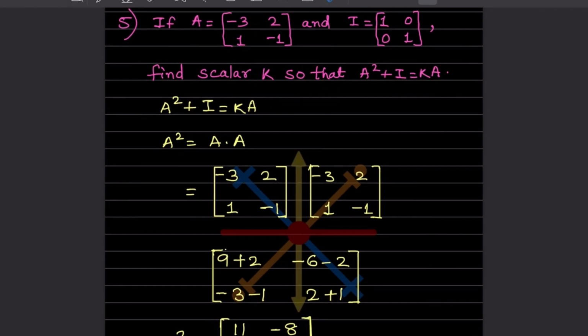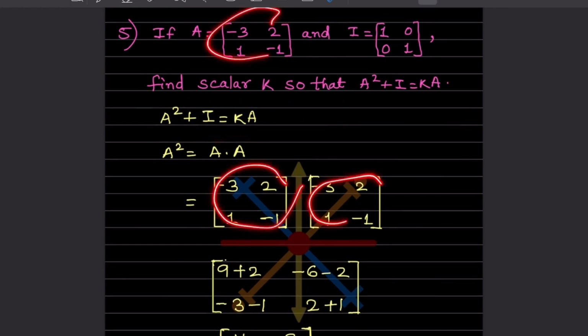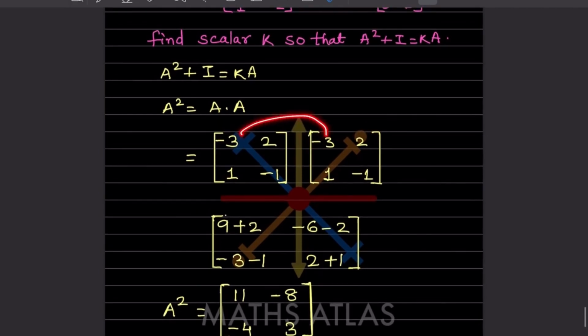First, we have the matrix A. So let us look for A square. A square means A into A, so we write the same thing two times. Now, this into this, minus 3 into minus 3, is going to be 9. This into this is going to be plus 2.